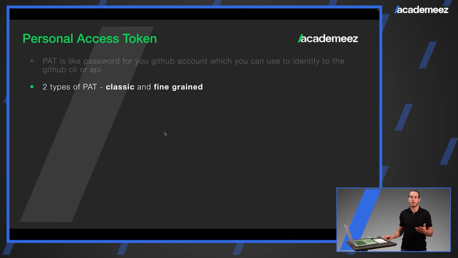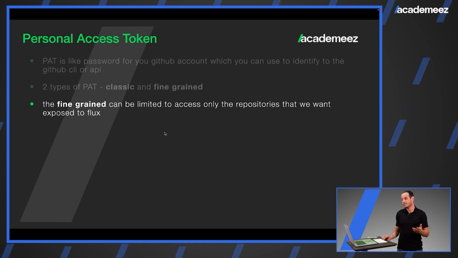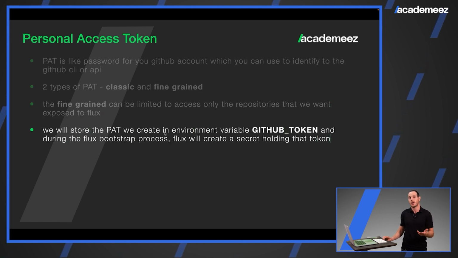So we need to create a token with limited privileges as much as possible. This is why we are going to create the Fine Grained token. So we can set the privileges to one repository. And the Fine Grained, as mentioned, can be limited only to the repository that we want. In our case, we have a single repository, so we will limit that token to that single repository.